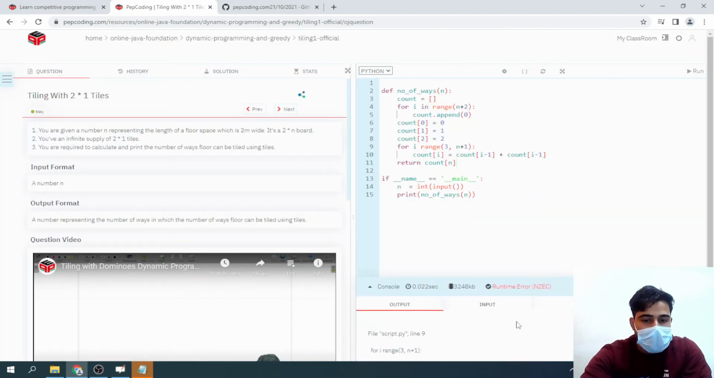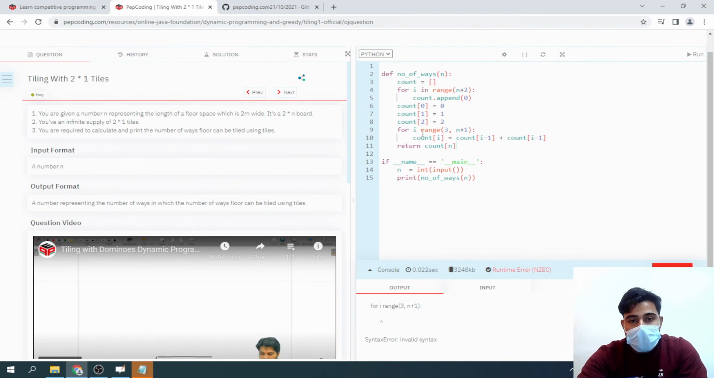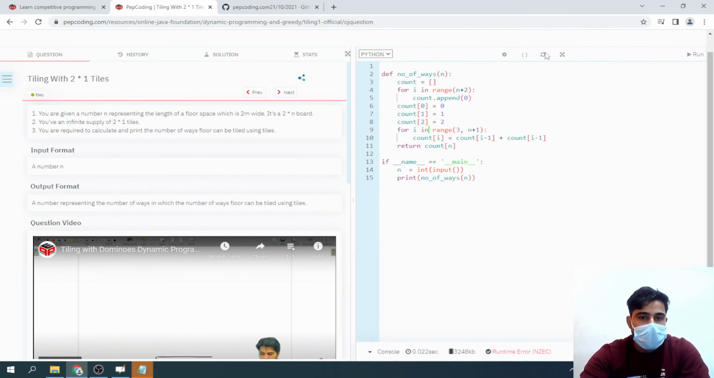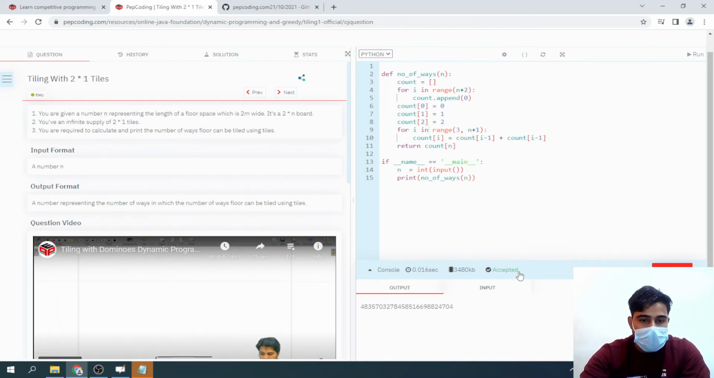So yeah, we get an error. Let's try to resolve it. Okay, I just forgot to write in here for i in range. That is a small mistake. Yeah, it is accepted.